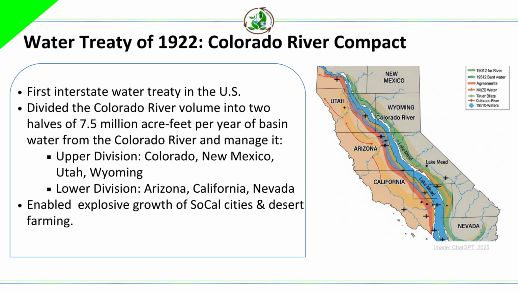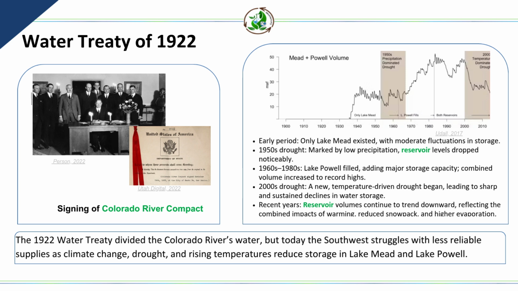This agreement made it possible for Southern California cities and desert farming to grow rapidly. Basically, it gave people and farms the water they needed to expand, even in very dry areas. Think about this. Without agreements like this, much of Southern California might not have been able to grow so much so quickly. Let's continue looking at the history of the Colorado River and the 1922 Water Treaty.